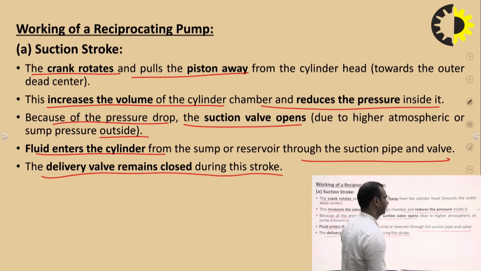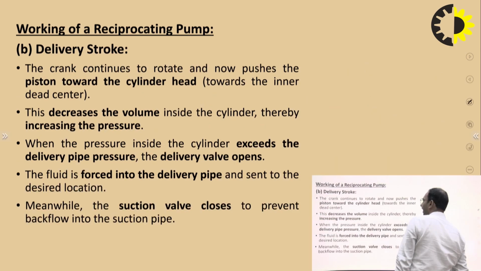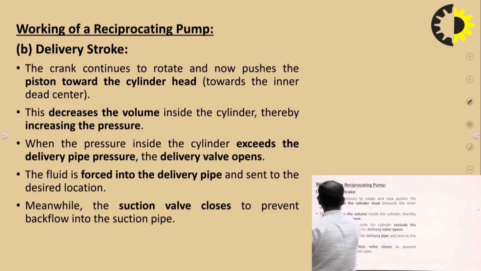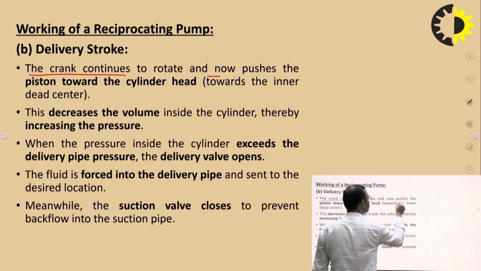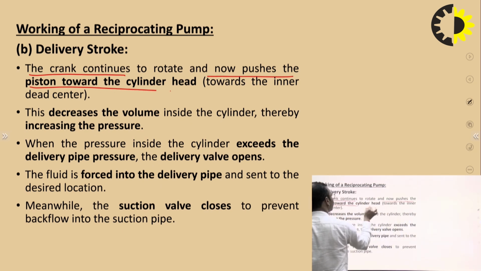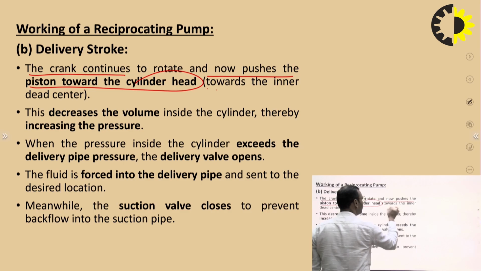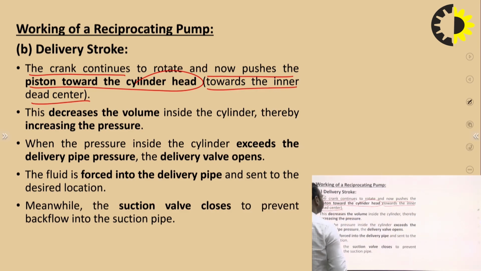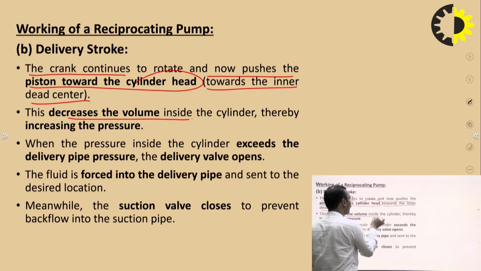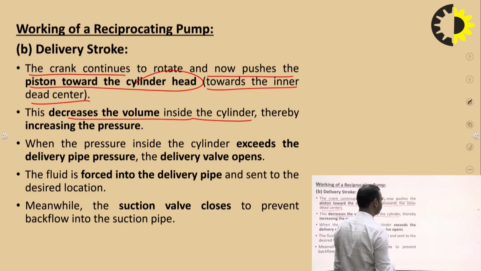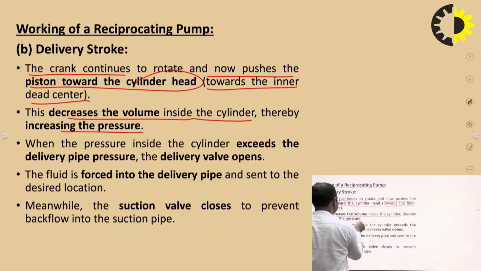Then in the delivery stroke, the crank continues to rotate and now pushes the piston towards the cylinder head, means towards the inner dead center. Due to this, the volume inside the cylinder decreases, thereby increasing the pressure.